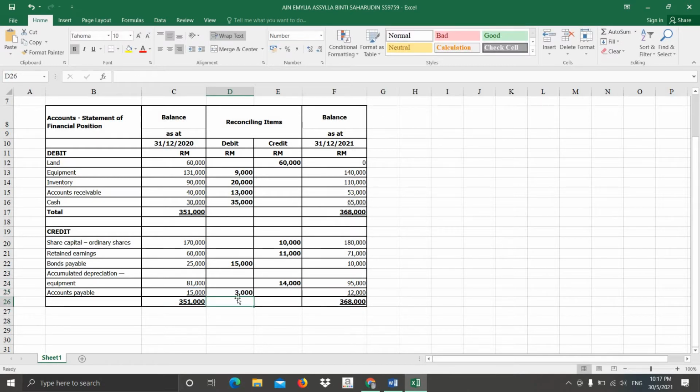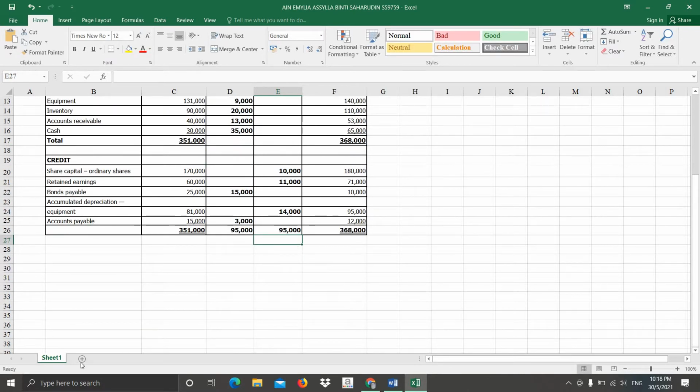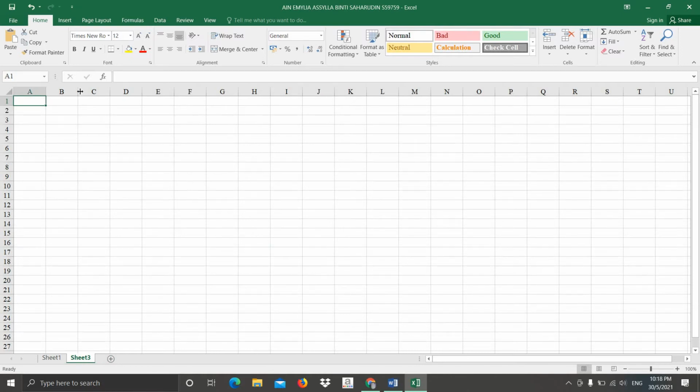To make sure that the credit is in the same amount as the debit, we add everything on the debit side, as well as the credit side, to make sure that it is in the same balance. Okay, so next we proceed with the statement of cash flow.